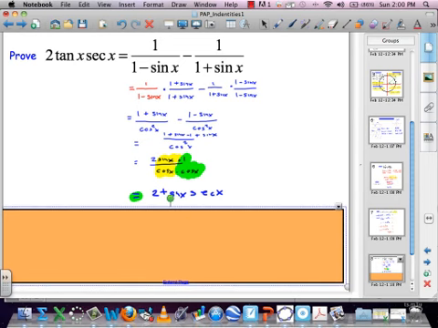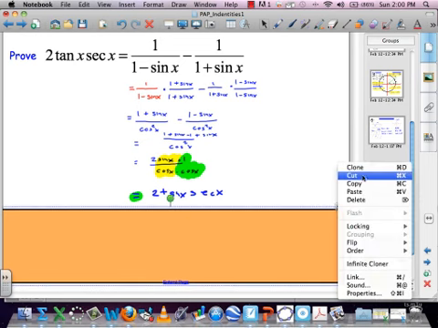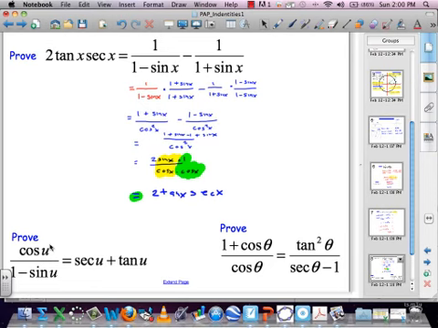Okay, so here are 2 for you to try. Prove that the cosine of u over 1 minus the sine u equals secant of u plus tangent of u. And then prove 1 plus cosine of theta over cosine theta equals tangent squared theta over secant theta minus 1. Okay? There are many ways to prove these, so I'm not going to say that there's only one good way to do it. So see what you can do.